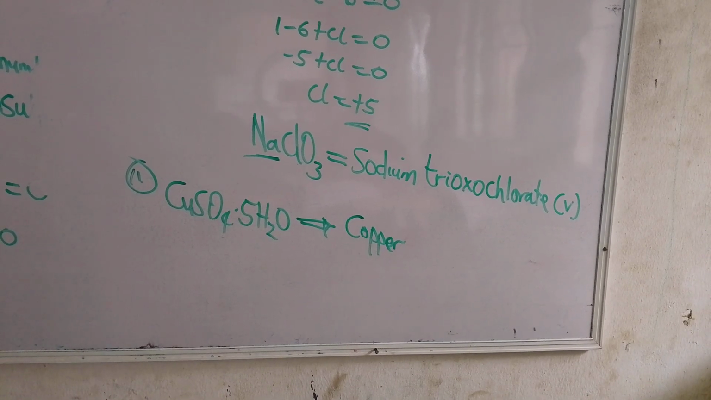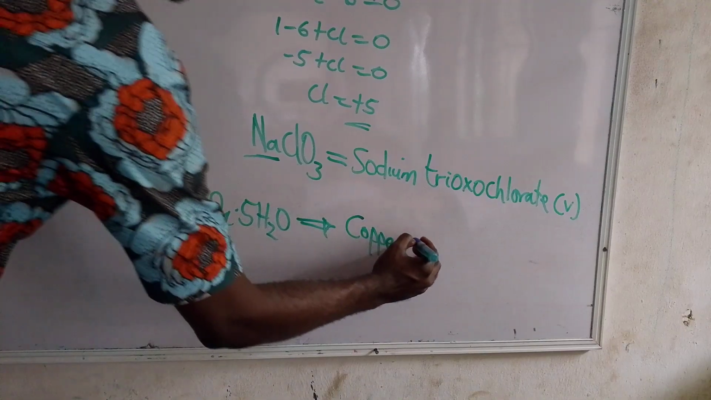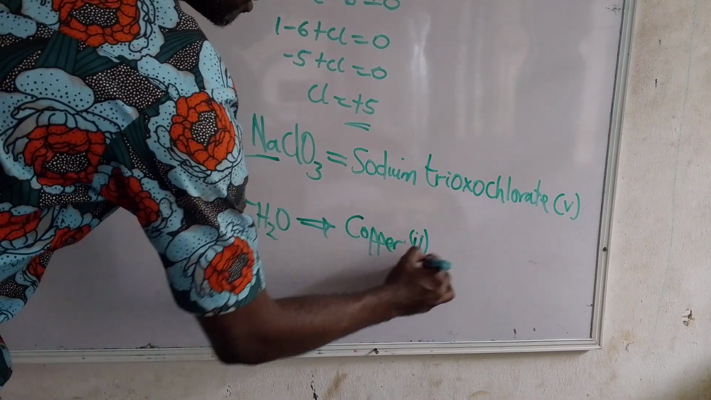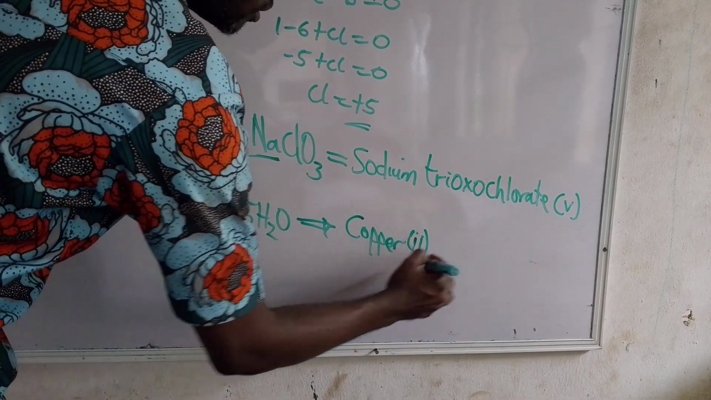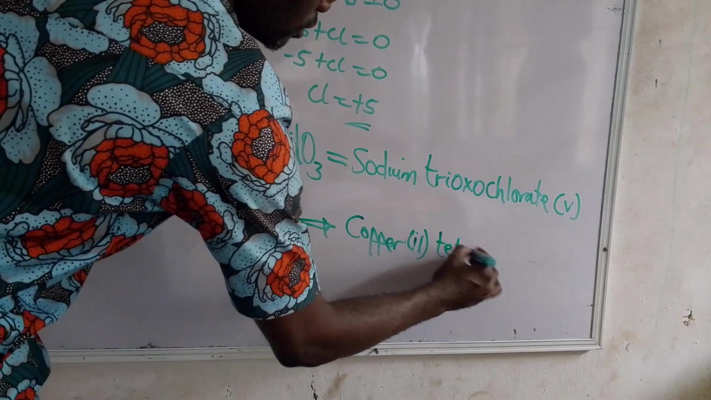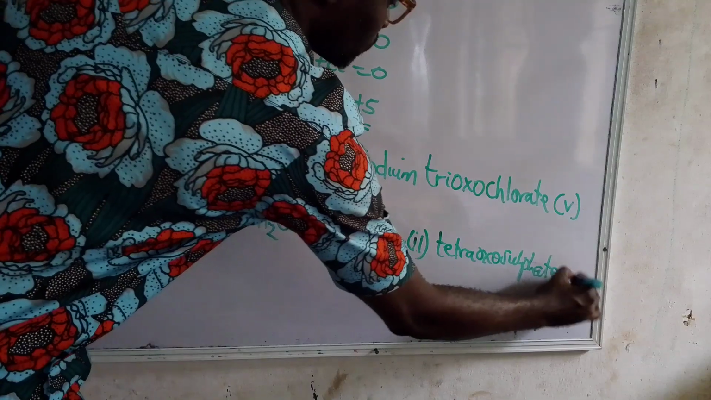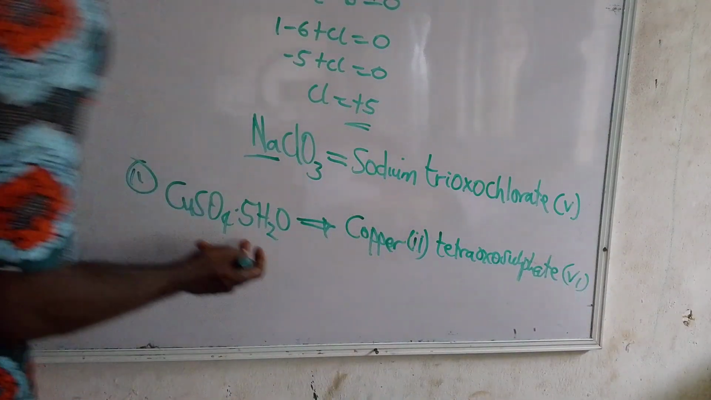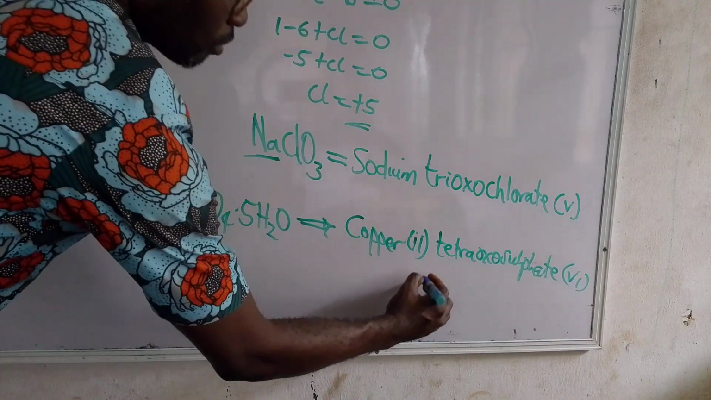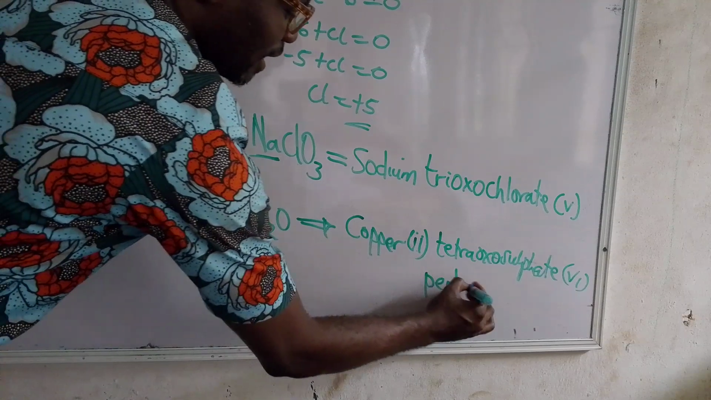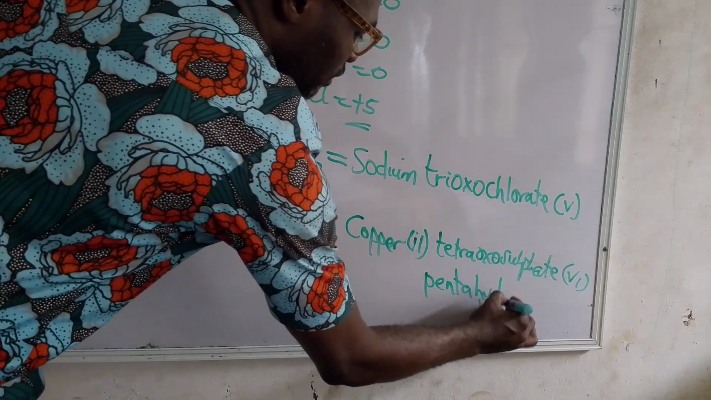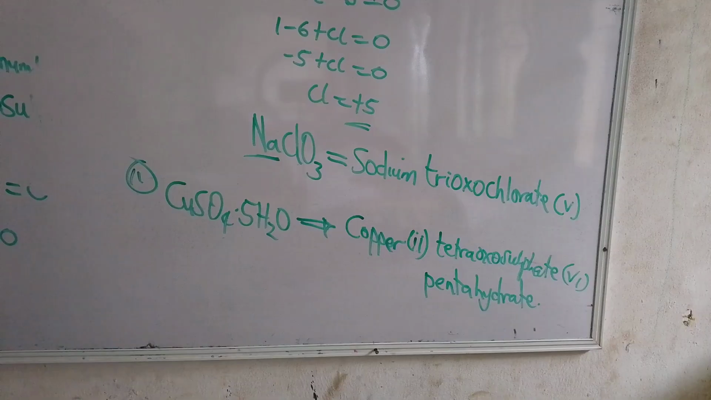And for the second one, it's copper 2, tetraoxosulfate 6. Now I told you that you are going to add that's pentahydrate. Pentahydrate. Copper 2 tetraoxosulfate 6 pentahydrate. That is how to call that one.